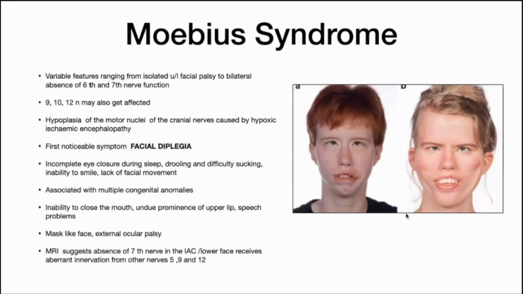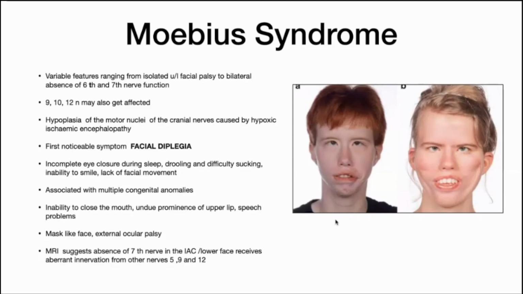Mobius syndrome. This has a varied presentation. The child may have isolated unilateral facial palsy, or he may have bilateral absence of both the 6th and the 7th nerve function. The 9th, 10th, and 12th may also get affected, and this is because of hypoplasia of the motor nuclei of the cranial nerves caused by hypoxic ischemic encephalopathy.